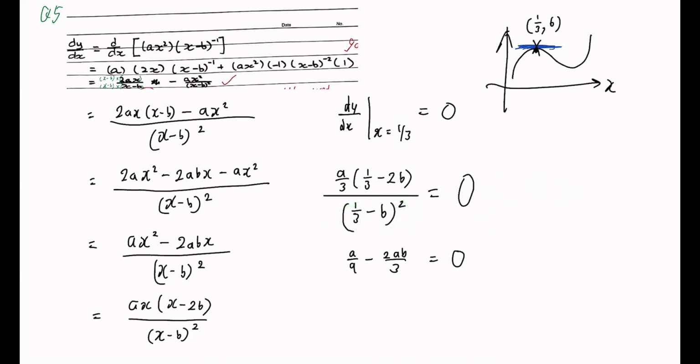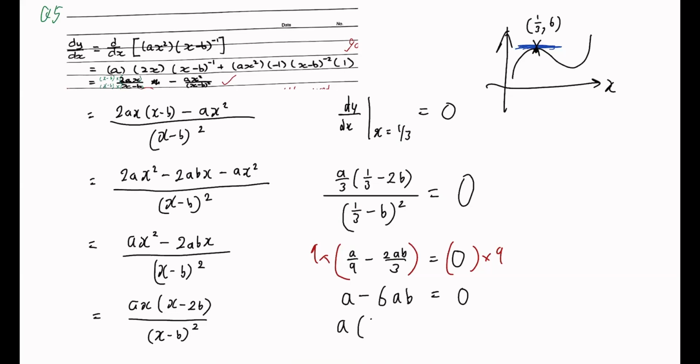Then now you have to solve for A and B. But this has both A and B. So you probably would want to get rid of the denominator. So how about if we multiply by 9 on both sides? A minus 6ab equals 0. Correct. 9 over 3 is 3 times 2 is 6. 6ab equals 0. Good. Oh, we can factor out the A here. What do we get?